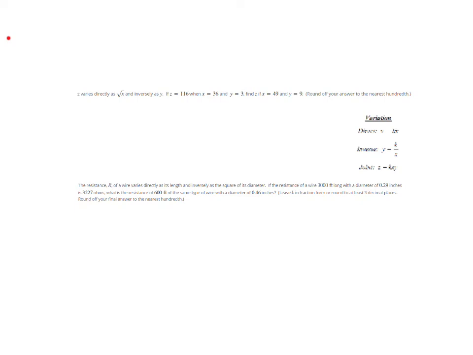This right here, I'm only going to have one K value. One of these is going to get multiplied by K. One's going to get divided. So Z is going to be directly related to the square root of X, so that means I have to multiply it, but inversely as Y, so I'm going to divide by the Y. That's how we want to set it up. So then we take the info they give us, and we go figure out what K will have to be.